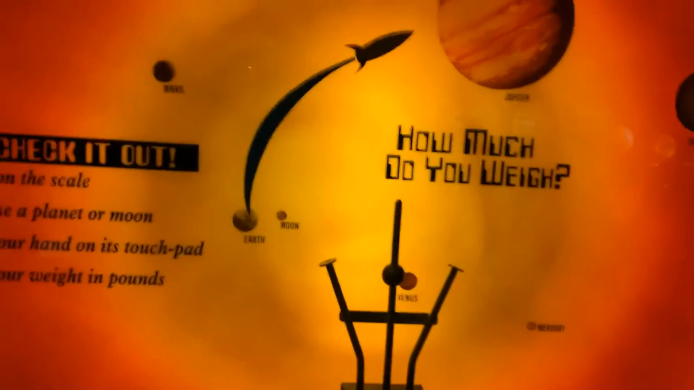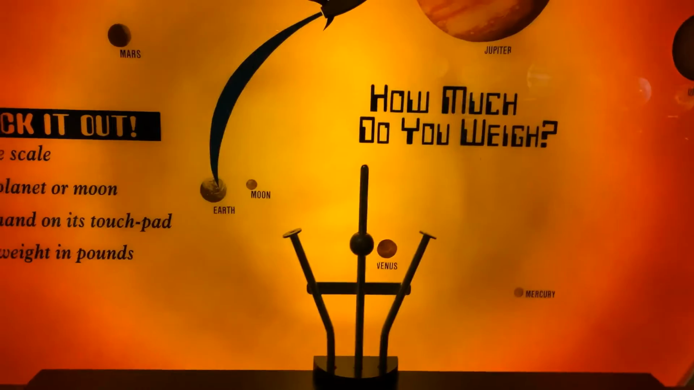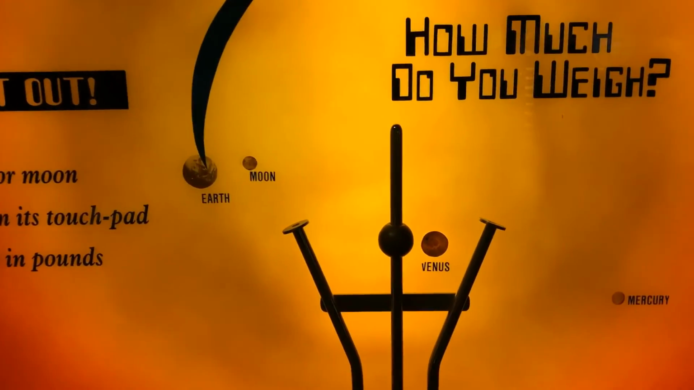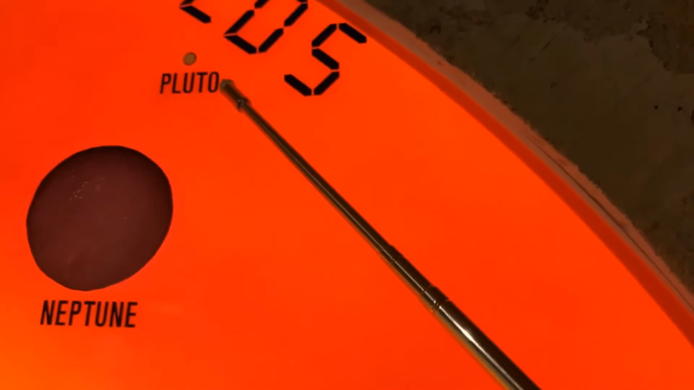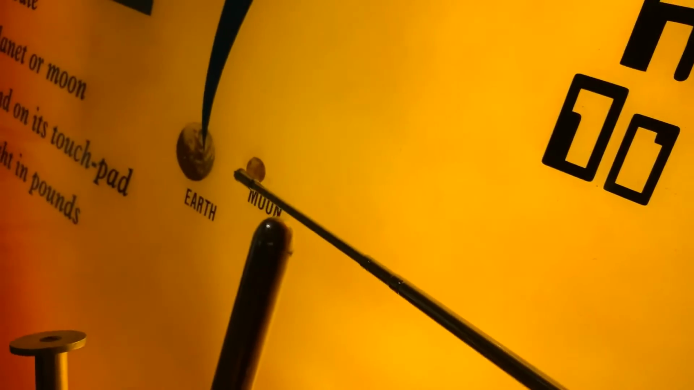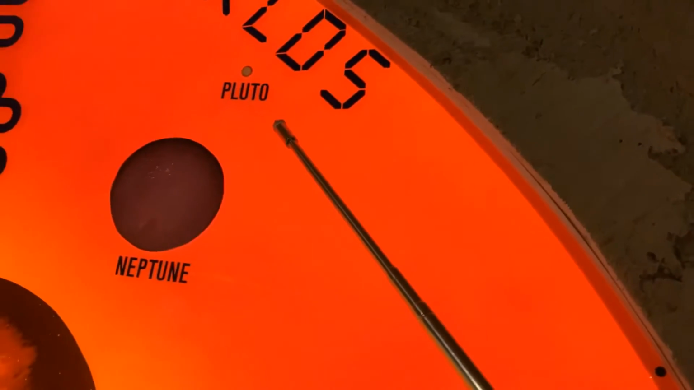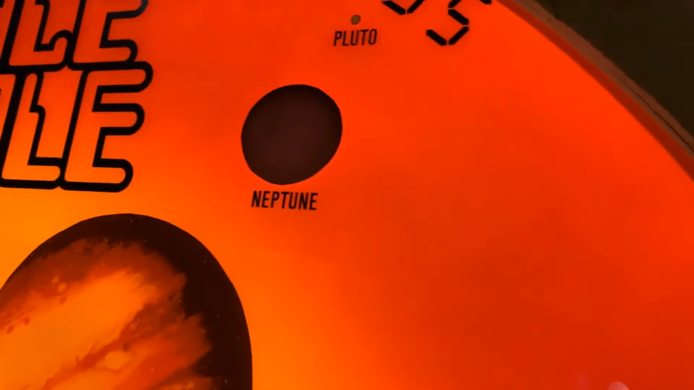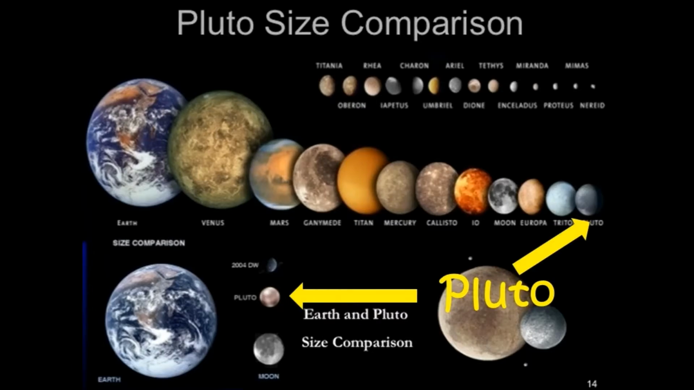Let's now go ahead and choose another celestial body. Let's choose Pluto, which is a dwarf planet. You see Pluto right here, and you see Earth down here. Let's go back up to Pluto. Okay, Earth is significantly bigger.